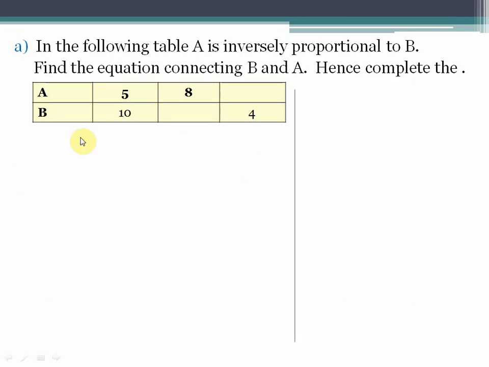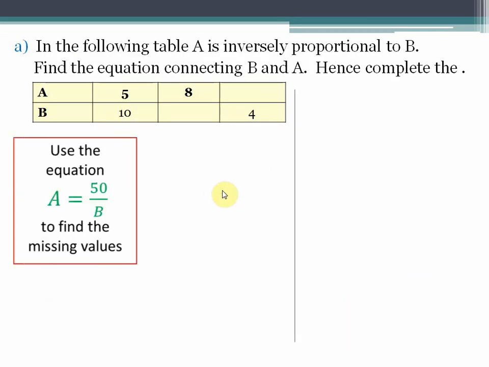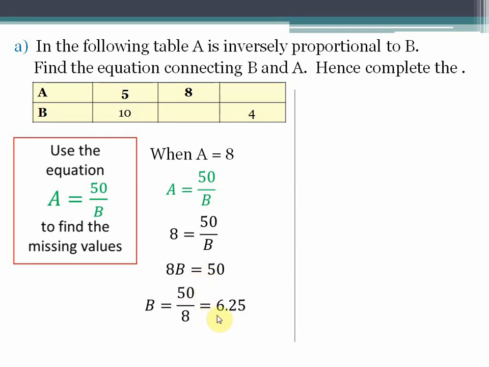Moving on, the same equation a equals 50 over b we will use to find the missing values. When a equals 8, we just substitute it in the equation: 8 equals 50 over b. Now we can multiply b with 8, and b equals 50 divided by 8, which becomes 6.25. So you see that the value of b is 6.25, which we write in the unknown column.